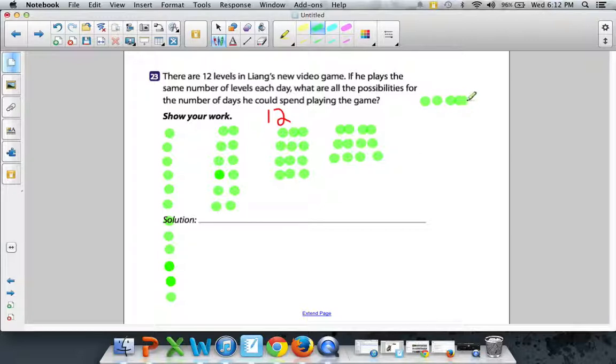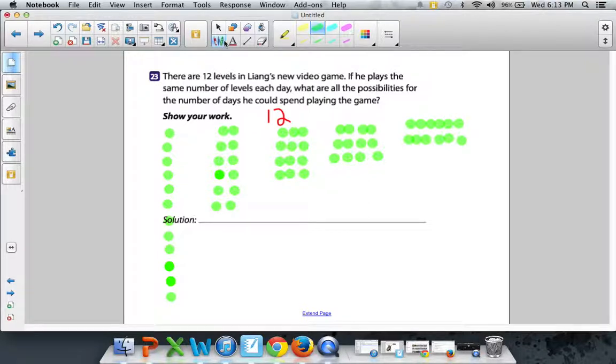1, 2, 3, 4, 5, 6, 7, 8, 9, 10, 11, 12. There's a problem with this. It has to be the same number of levels each day. He played 5, then he played 5, then he played 2. And that equals 12, but is it the same every day? No. So you can't do that. So not 5 a day. How about 6 a day? 1, 2, 3, 4, 5, 6, 7, 8, 9, 10, 11, 12. That's 6 a day, and it's the same, and it only took him 2 days.